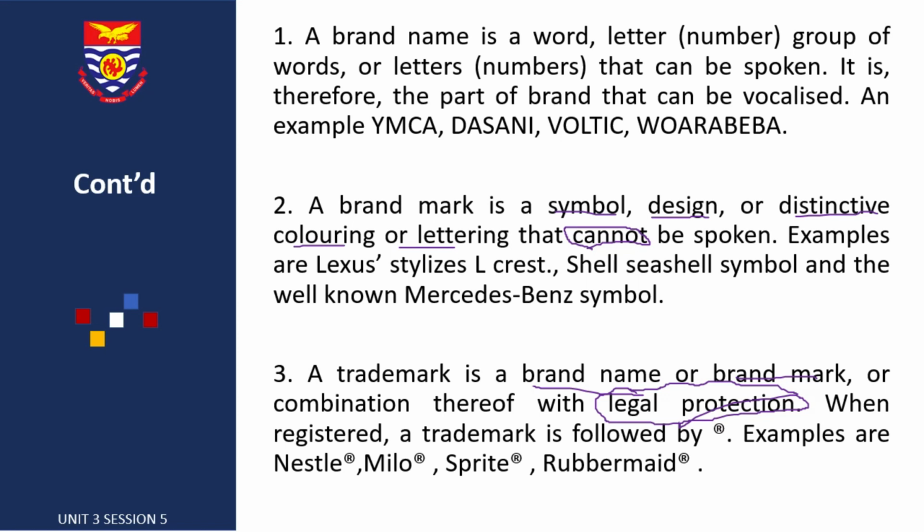When registered, a trademark is followed by R. This R symbolizes registered. Example, Nestle is registered, Milo is registered, Sprite is registered, Rubbermaid is registered, Warabeba Sheto is registered. As soon as you see that, it means that such a trademark is backed by legal protection. It is not just used.